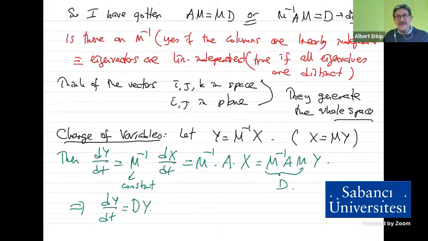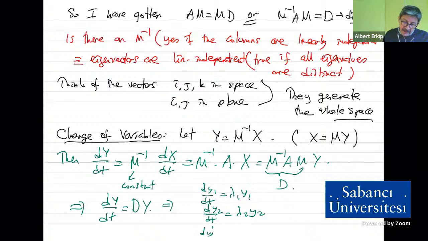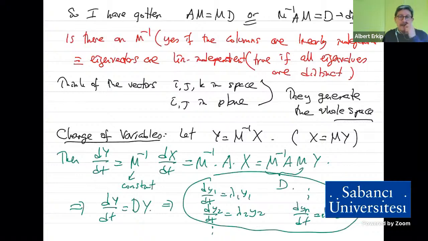But remember, what was D? D was just the diagonal matrix. So this really says that dy1/dt equals lambda 1 y1, dy2/dt equals lambda 2 y2, and the others, up to dyn/dt equals lambda n yn. So this is uncoupled.